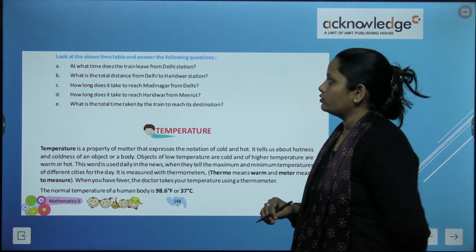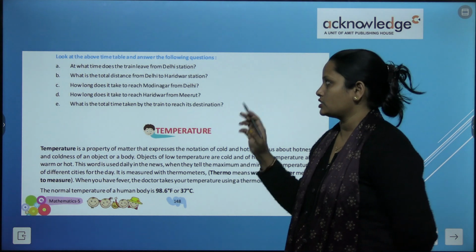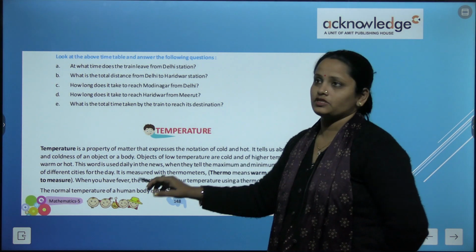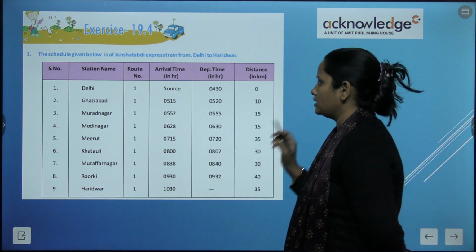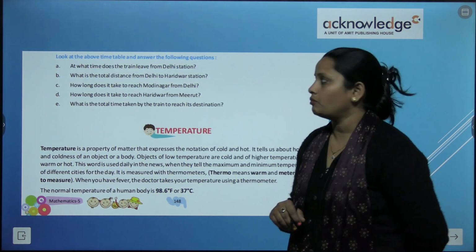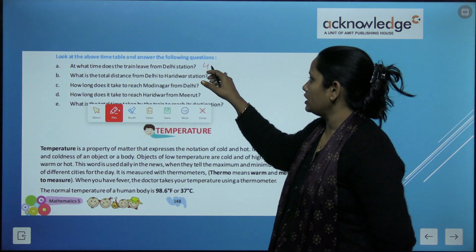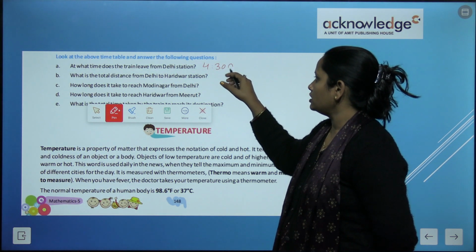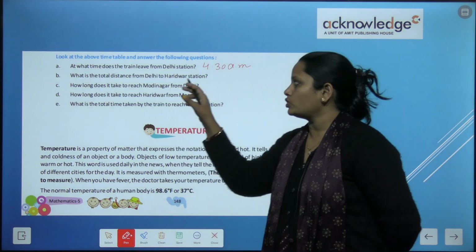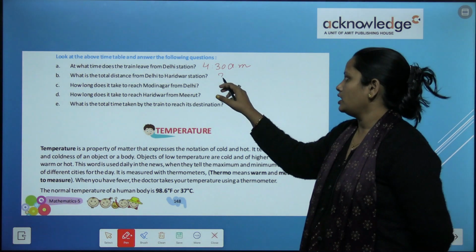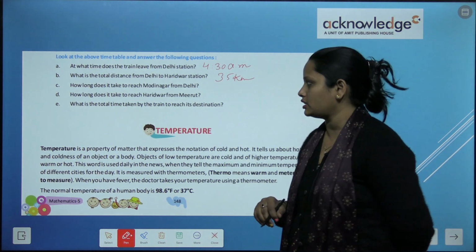Now we have to look at the above timetable and answer the questions. At what time does the train leave from Delhi station? Delhi station से train कितने बजे निकली है? So here we can see Delhi station से वो निकली है 4:30 पे. 4:30 in the morning. Here we will write 4:30 a.m. I hope this is clear. Next is, what is the total distance from Delhi to Haridwar station? It's 35 kilometers. So similarly, children, you have to answer the rest questions that are given here.